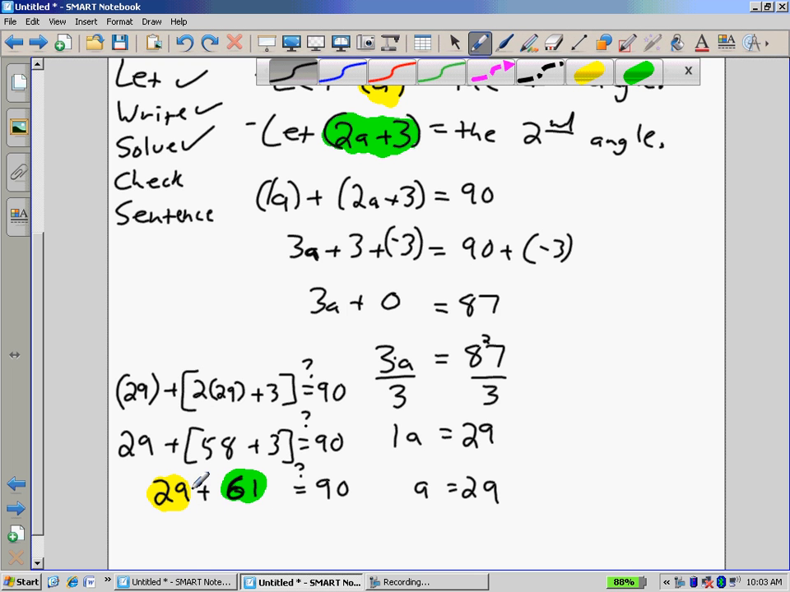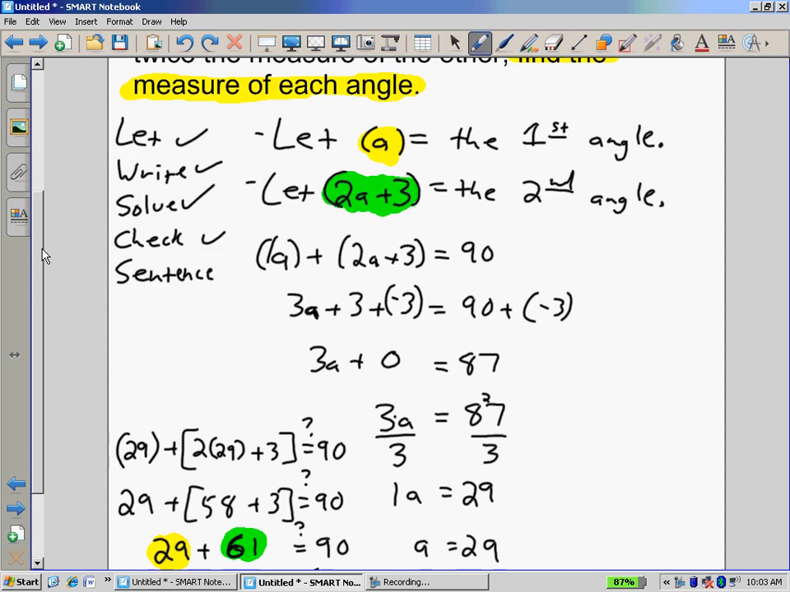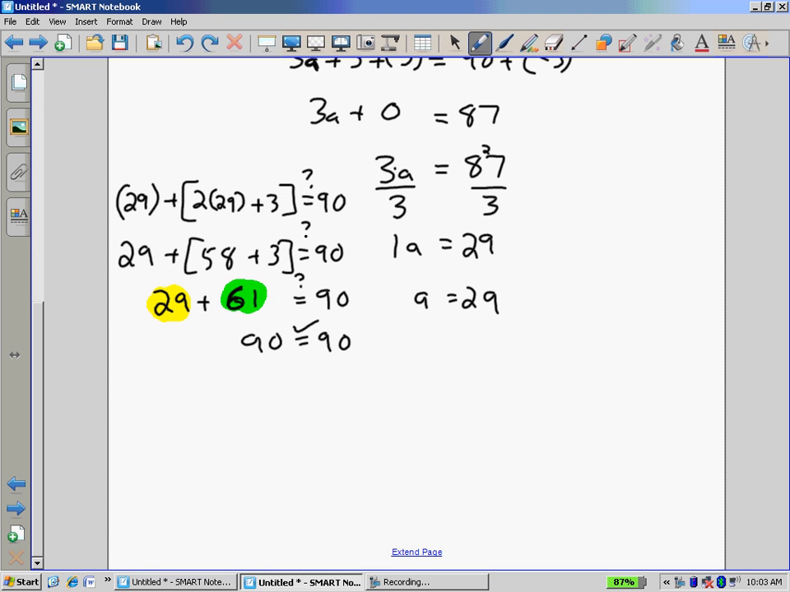So 29 plus 61, those are the angles that I think these are supposed to be. Do they add up to 90? Well, 60 plus 20 is 80. 9 plus 1, 10. 80 plus 10 is 90. So that does work. This is good. This is very good. Sentence says find the measure of each angle. So I need to answer them. I need to say, okay, the angles are 29 degrees, since we're in geometry, and 61 degrees. And we're ready to go.